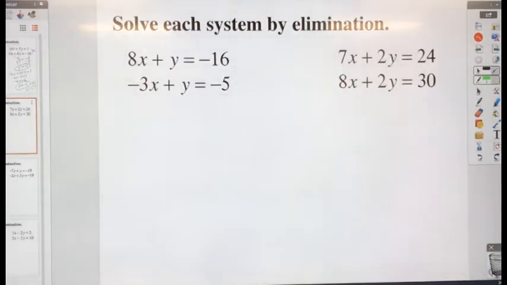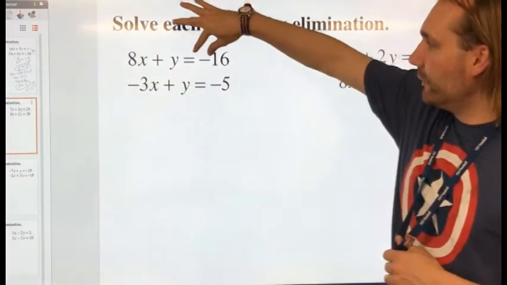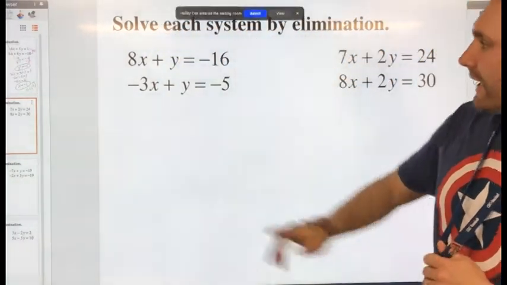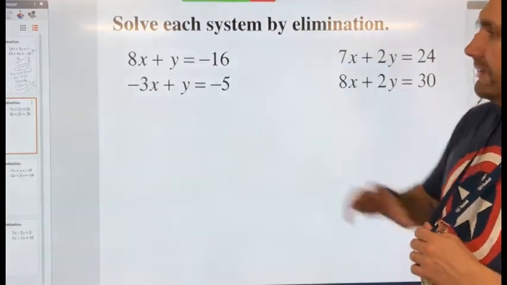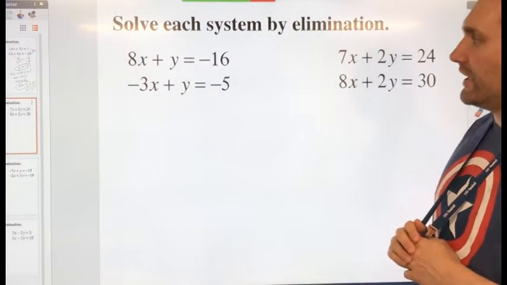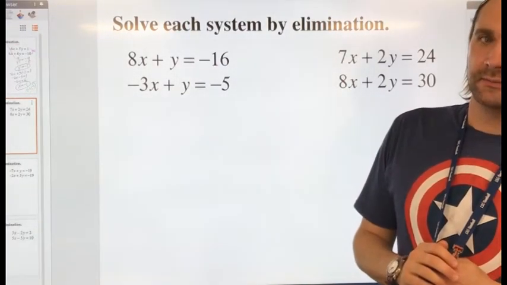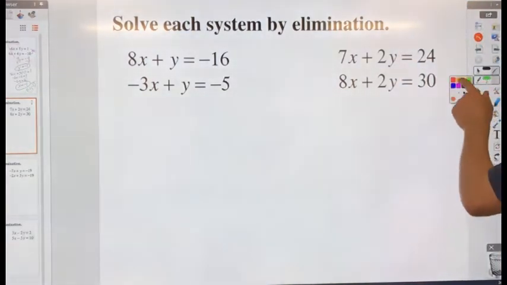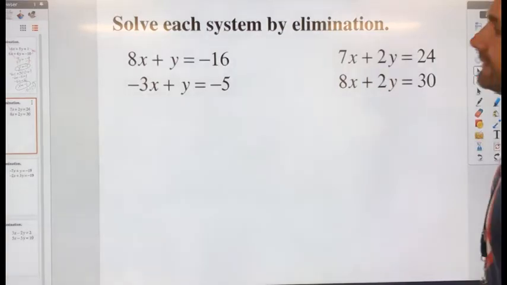Let's look at the first set here. 8x plus y equals negative 16. Negative 3x plus y equals negative 5. If I add these together like they are, nothing gets canceled. But there is a change I can make that will cancel one of the variables. What do you think that change would be? Switch the bottom one to negative. Yes. Switch the top one to negative.